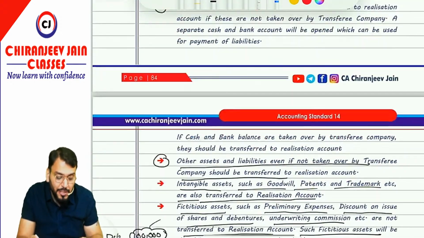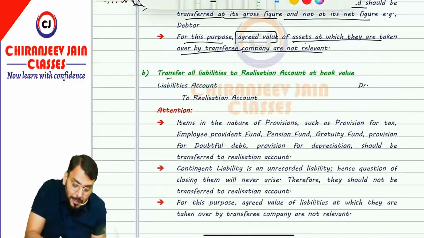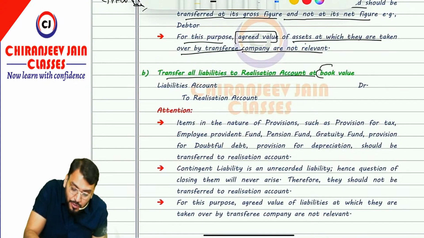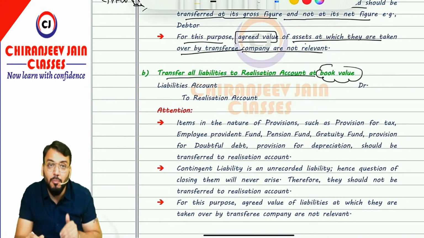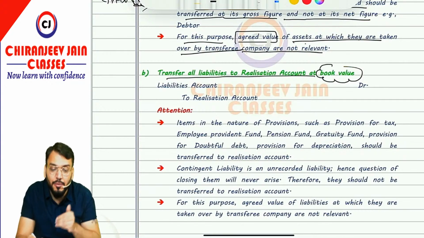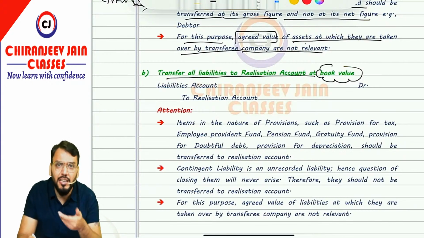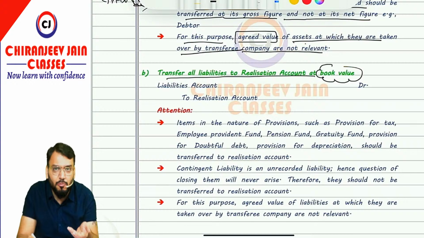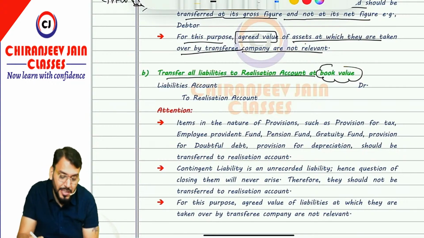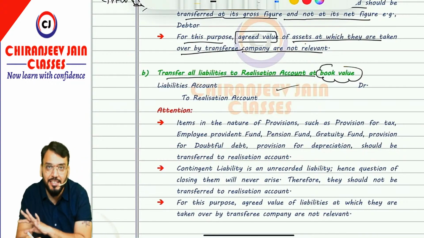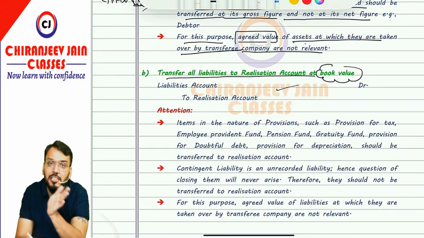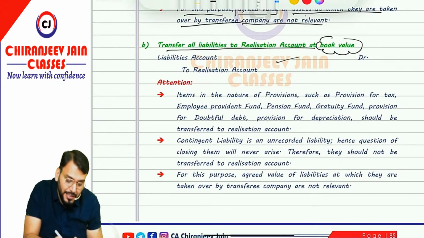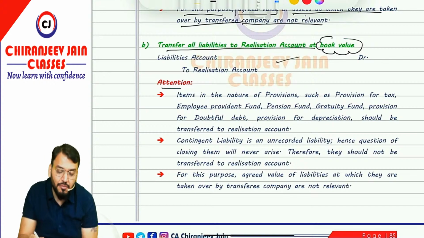Now what is point number B? Transfer of all liability to realization account at book value. Correct? Yes, sir. So what will the journal entry be? Liability account debit to realization account. Realization account will be created. Liability account will be closed by transfer to realization account. So attention. What is the attention? Once again, what is the attention?